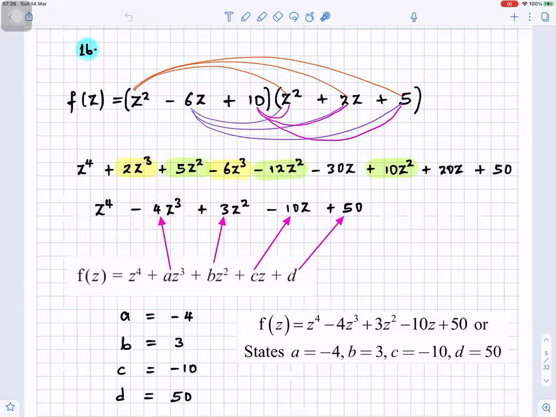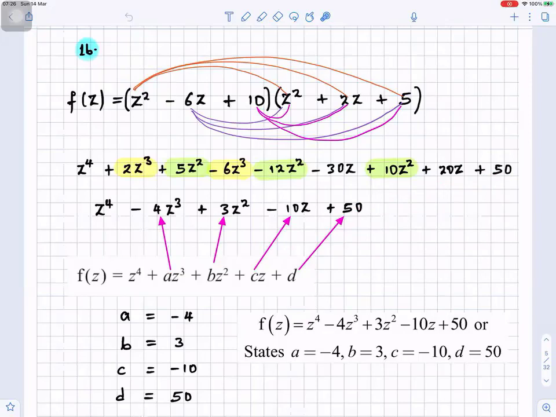We look at the ones in green color. 5z squared minus 12z squared plus 10z squared. That gives you 3z squared. And then we look at the ones with the z in them. Minus 30z plus 20z gives you minus 10z. And then the 50 is there on its own.